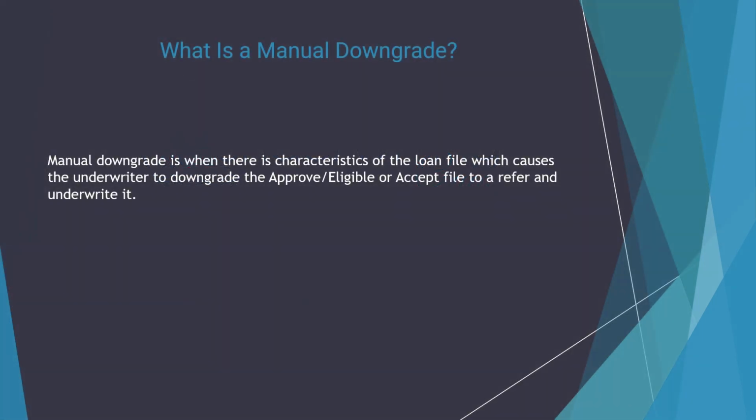What is a manual downgrade? A manual downgrade is when there are characteristics of the loan file which the underwriter has to manually downgrade the approved eligible or accept file to refer and underwrite it.